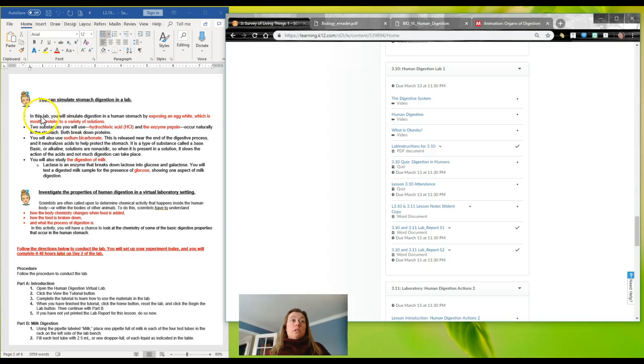And you have parts that you need to fill out here because I'm asking you to write them down so that you understand what's happening in the lab. Too often we get started in a lab, we have no idea what the point is. So in this lab, we're going to simulate digestion. We're going to take an egg white, which is mostly protein, and we're going to put it in different solutions that you would find in your own human digestive system. So we're going to put it with hydrochloric acid, which is what you find in your stomach, as well as an enzyme called pepsin. So those two things work in your stomach to break down, for example, the egg or whatever you're eating into smaller pieces.